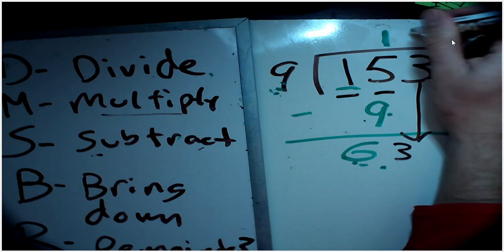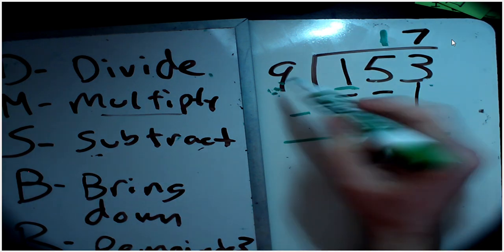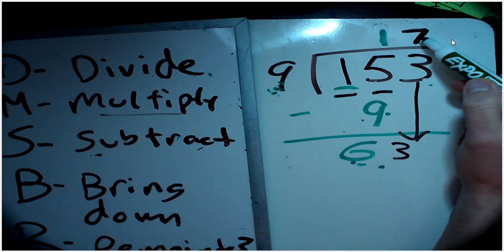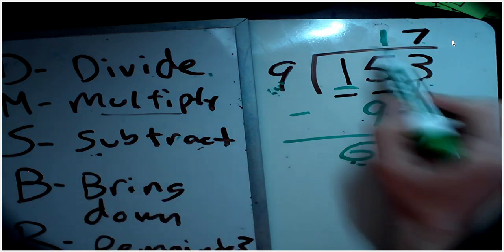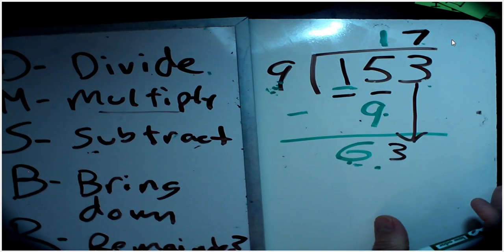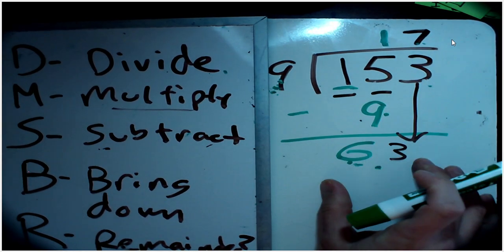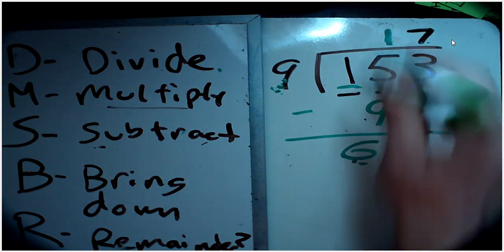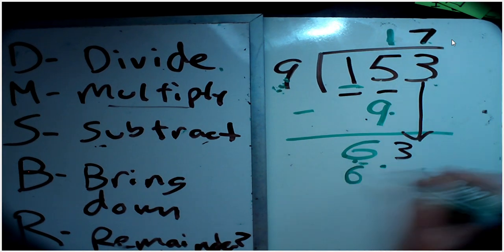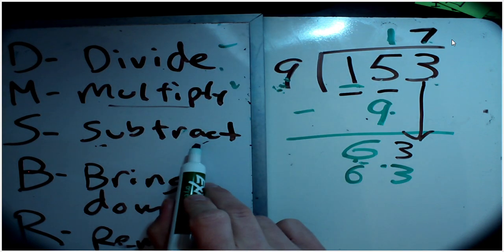I'll put it in a different color for you. We do the 9 times the 7 for our next step, not the 9 times the 17. I see students trip up with that sometimes. So it'll be 9 times the 7, because this is the number that we just did that division with. 9 times 7 is 63. So that's multiplication. Now we look at subtraction.